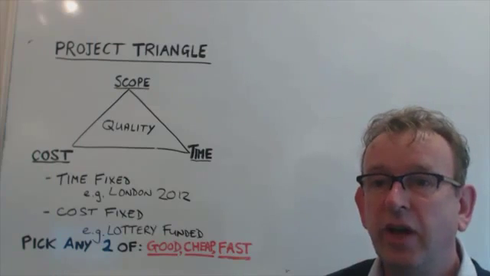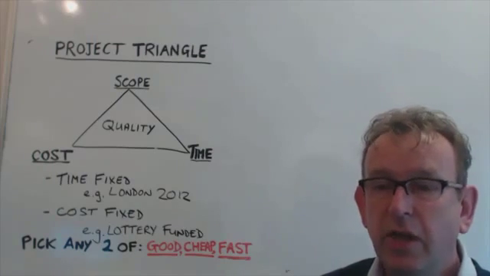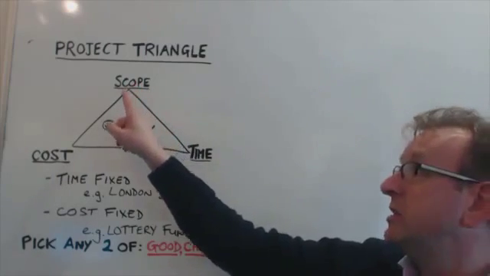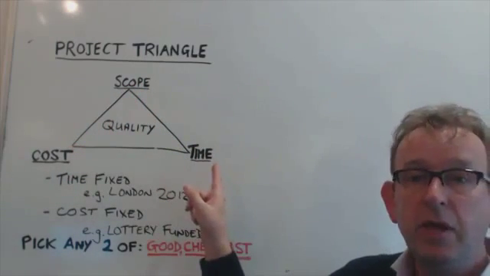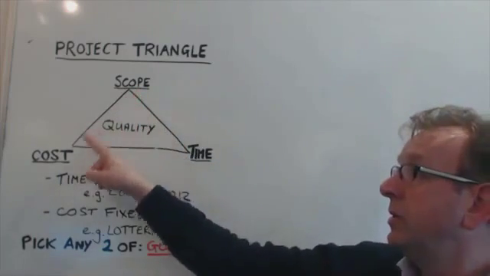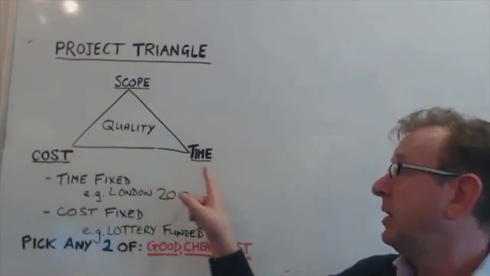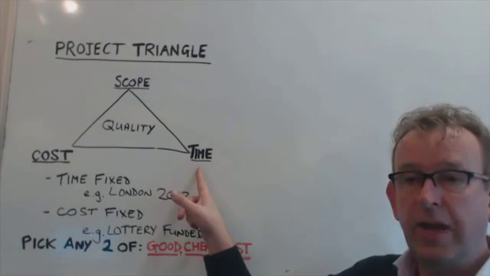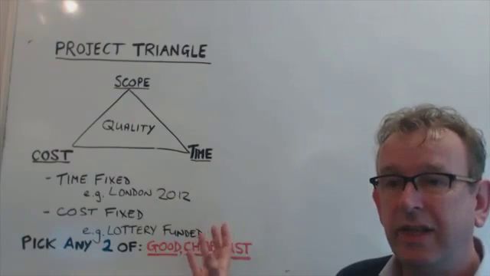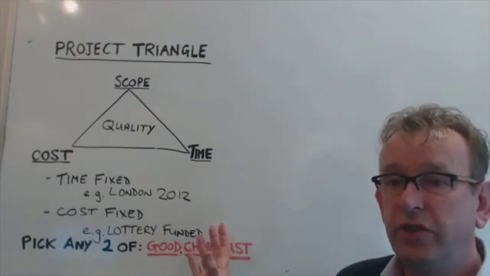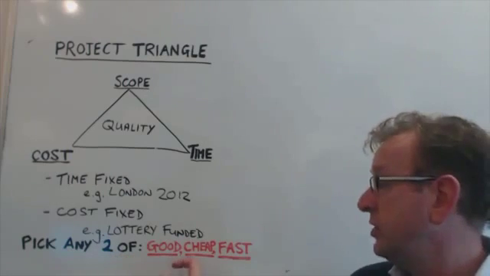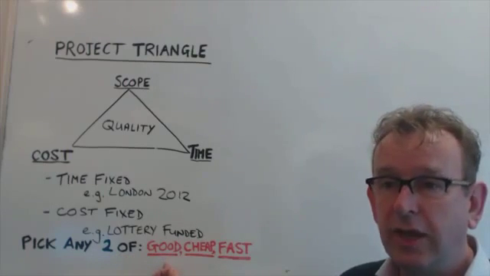There's an alternative way of viewing the project triangle. So instead of having the three corners as I've marked here, which is scope, cost, and time, you might consider replacing those with good, cheap, and quick. Okay? And some people say that on a project, it's only realistic to aim to achieve two of those three things. So pick any two of good, cheap, and fast, and what do you get?